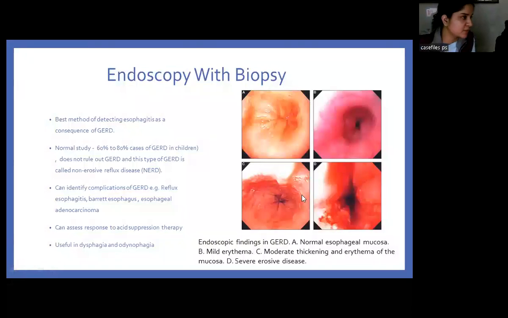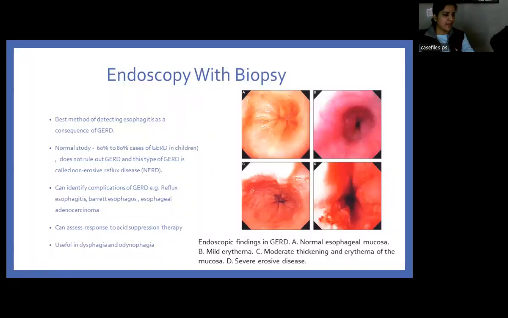Now coming to the next modality, that is endoscopy with biopsy. Endoscopy is the best method for detection of esophagitis that occurs as a consequence of GERD. However, in 60 to 80% of the children, there is a normal study. If the endoscopic study is normal, it does not rule out that GERD is absent. This kind of GERD is known as non-erosive reflux disease.